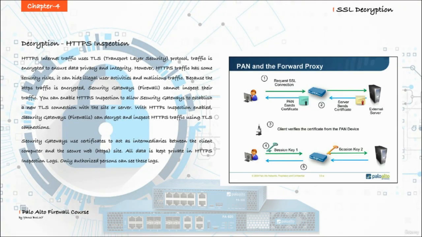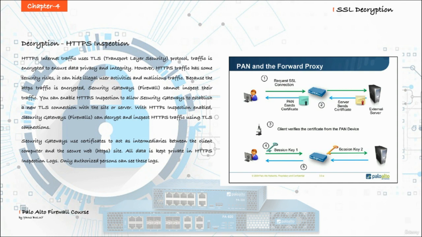In this lesson, we will cover SSL decryption, HTTPS inspection. What will HTTPS inspection, SSL decryption do for us? HTTPS Internet traffic encrypts data using the Transport Layer Security protocol to ensure data privacy and integrity. However, HTTPS traffic has some security risks. It can hide illegal user activities and malicious traffic. Because the HTTPS traffic is encrypted, security gateways cannot inspect the traffic.